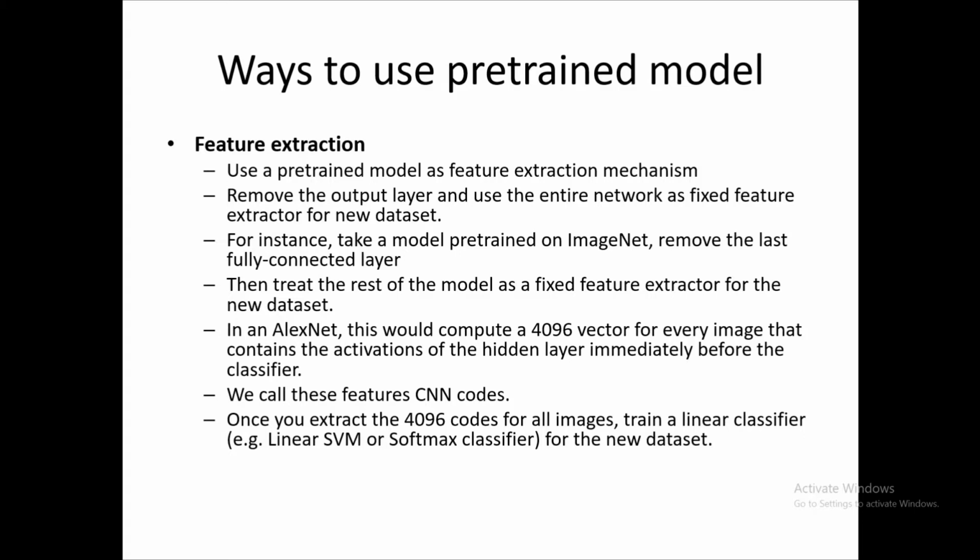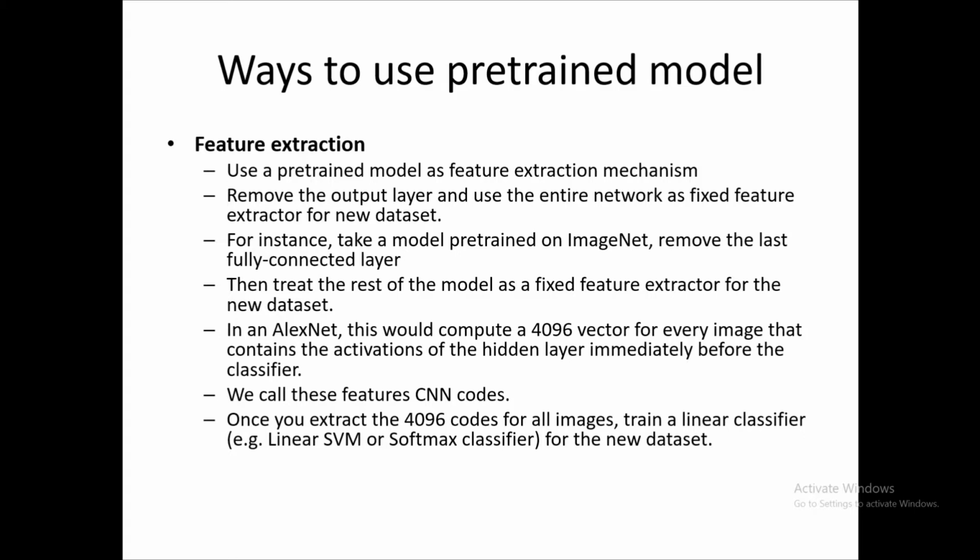And as we know, in an AlexNet, this would compute a 4096 vector for every image that contains the activation of the hidden layer immediately before the classifier. We call these features CNN codes. Once we extract the 4096 codes for all images, we train a linear classifier. For example, we train a linear SVM or softmax classifier for the new data set.